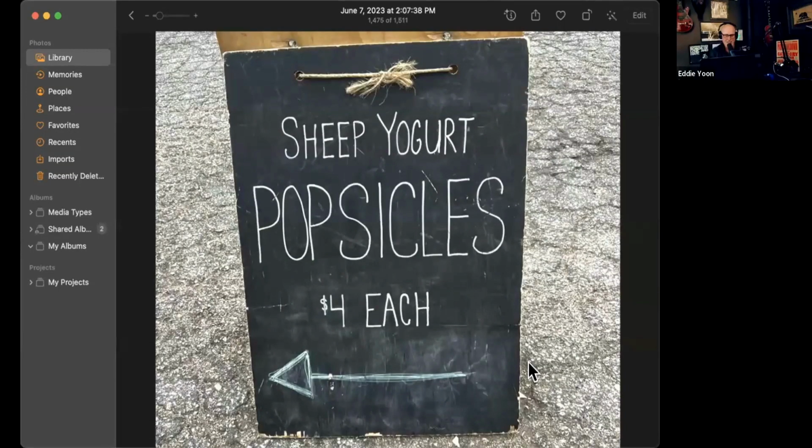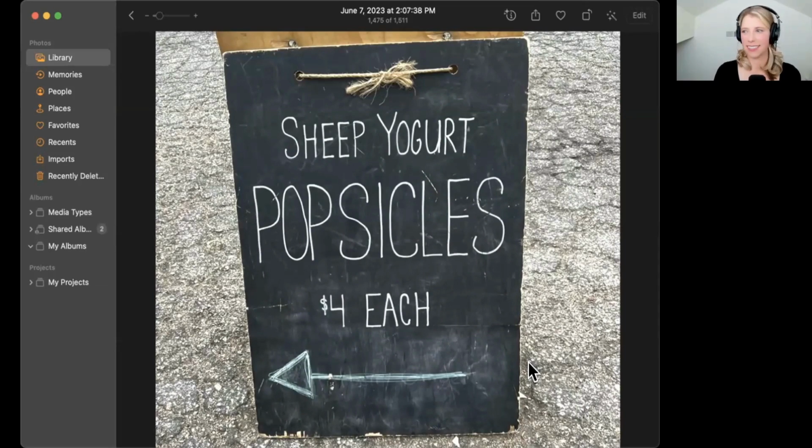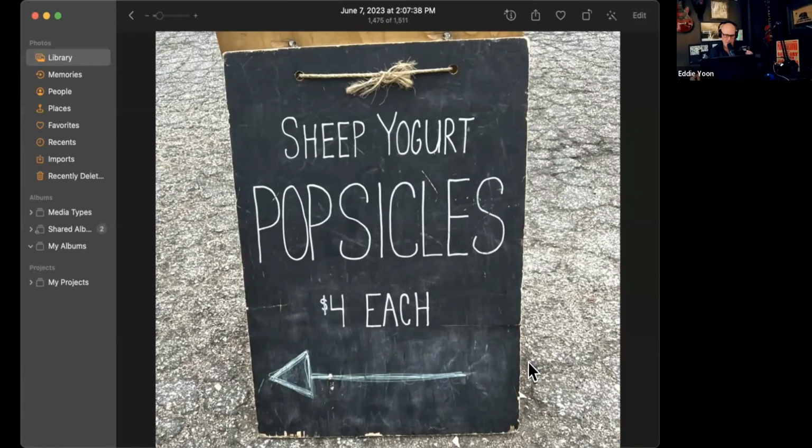Welcome to the pirate ship. Okay. Everybody see this photograph? I can see it. Okay. So this is a photograph I took about 2 weeks ago at our local farmers market. And this is a sandwich board in the middle of a walkway at the farmers market.